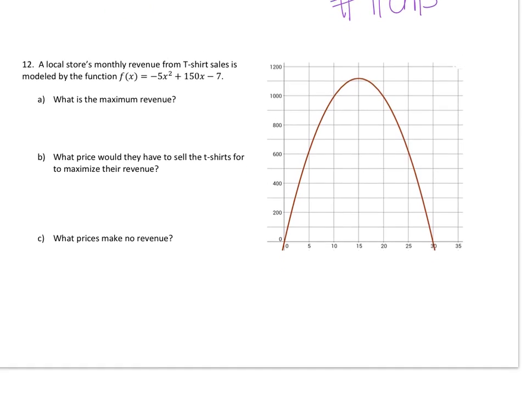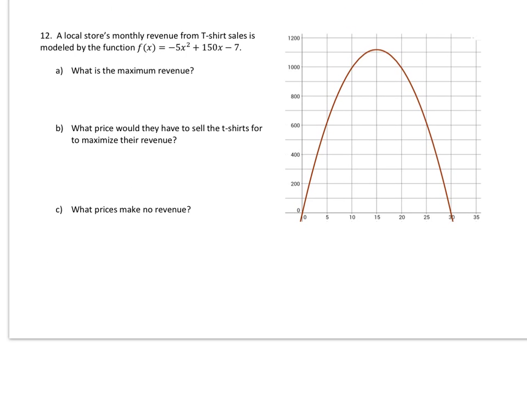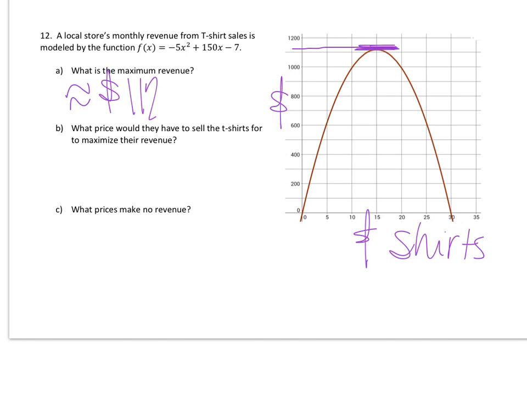And then taking a look at number 12, these are all really similar questions. So we're talking about t-shirt sales. So this would be the number of shirts, and that would be the amount of money that they are bringing in. And I'm sorry, that's not the number of shirts. That is the cost of a shirt. It says, what is maximum revenue? Maximum means looking at the top. And when I drag that over, we are past 1100, but not quite to 1200. So I'm going to call that around 1120. But anything in that area would be okay.